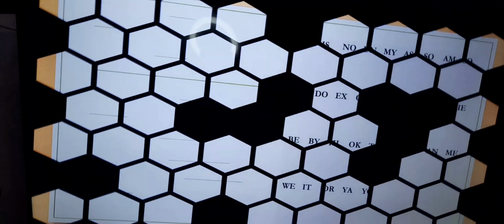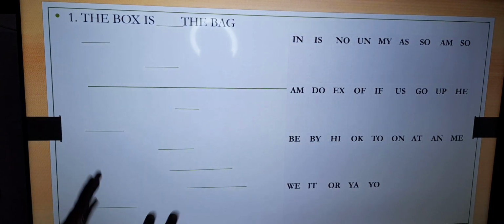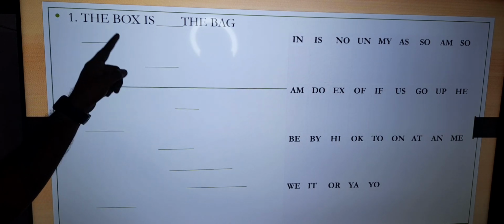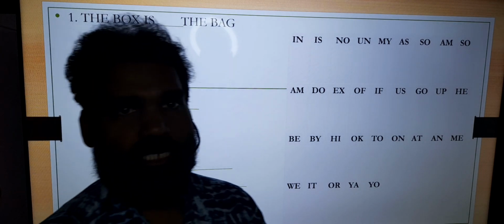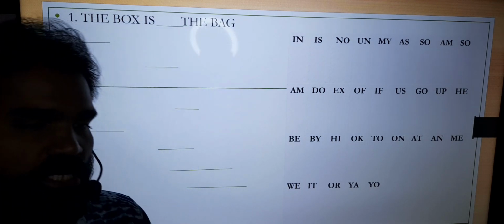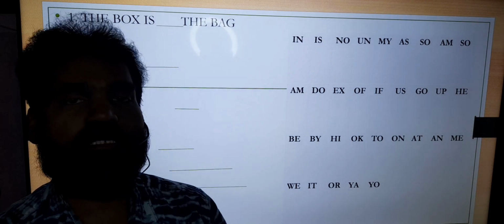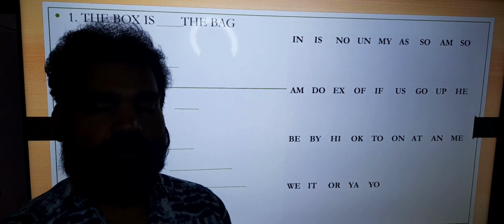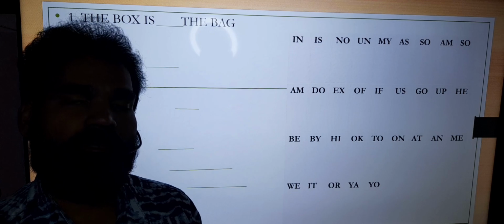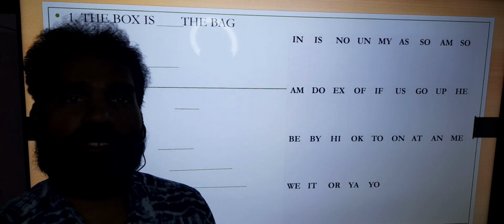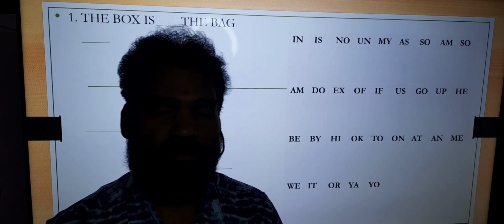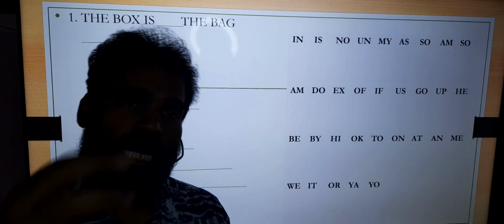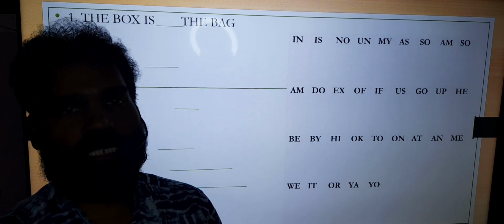So here we have a few questions. One by one we are going to look into them. The first one: the box is dash the bag. Observe carefully. There is a bag and there is a box. If you observe school-going or college-going students, you will see that they are carrying bags. In their bags, they carry books, a tiffin box, a water bottle, even the geometry box. So all of these things are in or inside their bag.